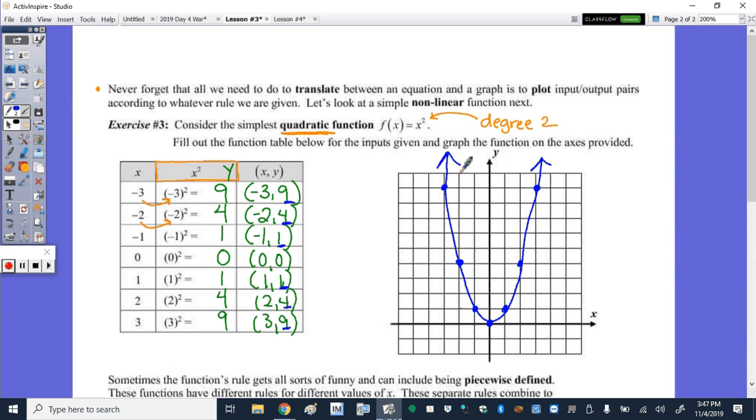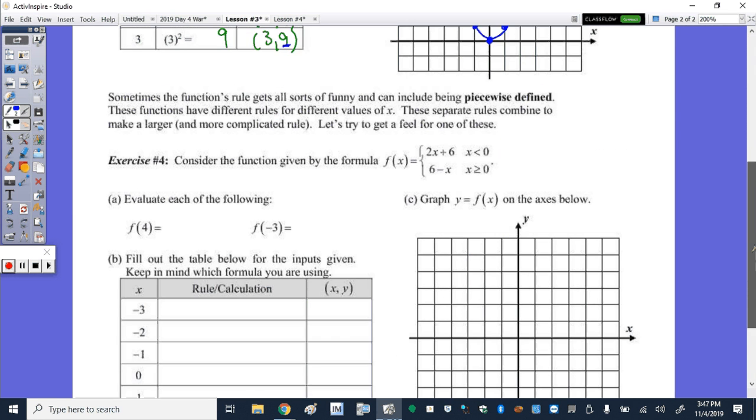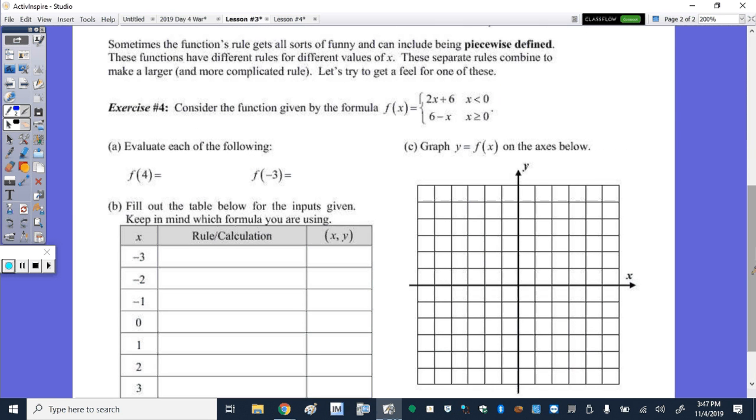Okay, now we're going to do one more graphing by hand. And that is a piecewise function. Okay? So it says here that sometimes the function's rule gets all sorts of funny and can include piecewise defined. So piecewise defined means our graph's going to be in pieces, okay? These functions have different rules for different values of x, and these separate rules combine to make a larger and more complicated rule. Let's try to get a feel for one of these.